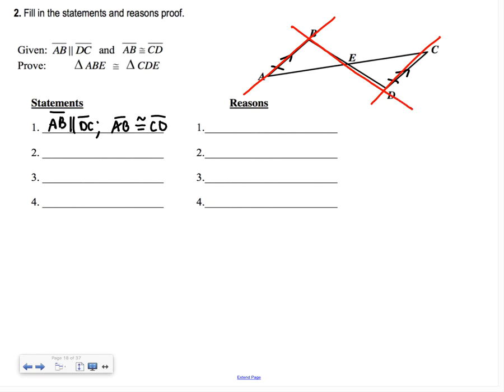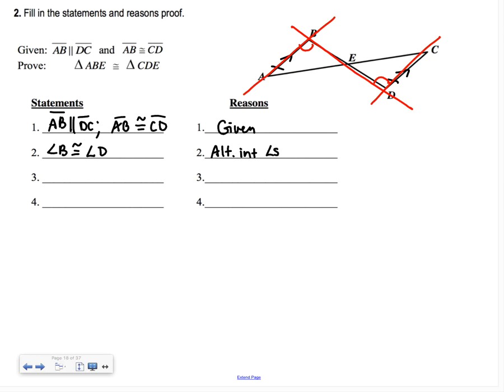Okay, so what angles could we say are congruent? Well, we could say that this angle is congruent to this angle, right? By alternate interior angles. So let's write it. Let's say that angle B is congruent to angle D. And our reason was by alternate interior angles. And you can write alternate interior angles theorem if you want.